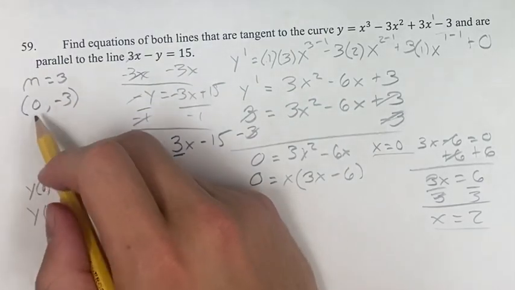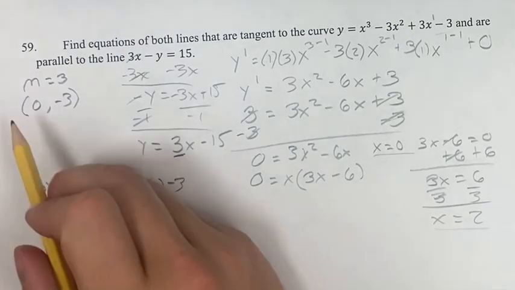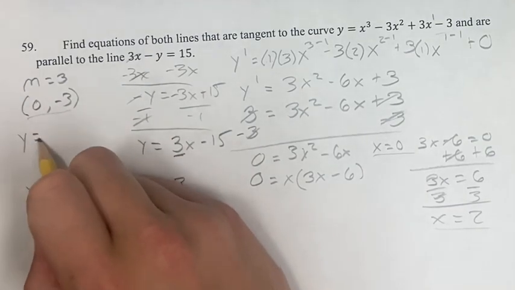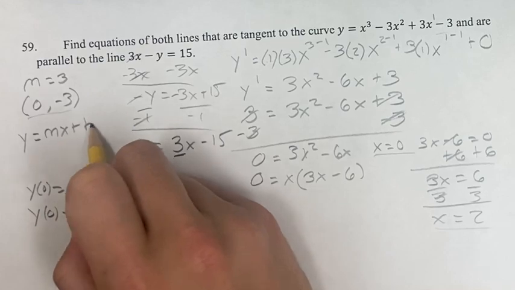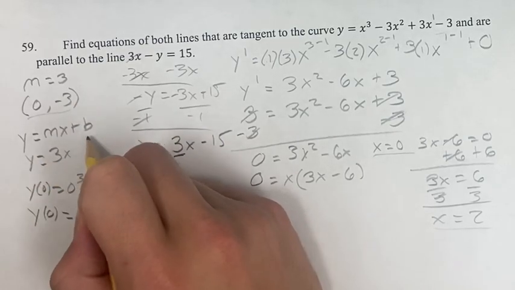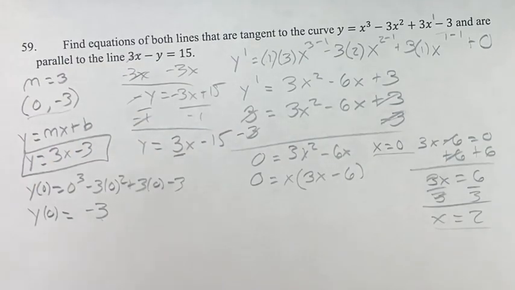Normally if you're given a point and the slope, you have to do some more calculations to find what the y-intercept is, but in this case we've actually been given the y-intercept as our point. So this is going to be y equals mx plus b, y is equal to m is 3, and our b, our y-intercept, is negative 3. So this is going to be one of the equations. Now we can find the other one.